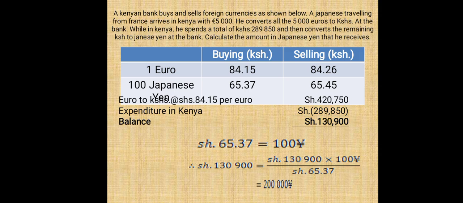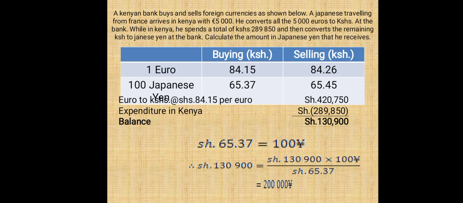A Kenyan bank buys and sells foreign currencies as shown below. A Japanese traveling from France arrives in Kenya with 5,000 euros. He converted the 5,000 euros to Kenya shillings at a bank. While in Kenya, he spends a total of 289,850 and then converts the remaining Kenya shillings to Japanese yen at the bank. Calculate the amount of Japanese yen that he received.